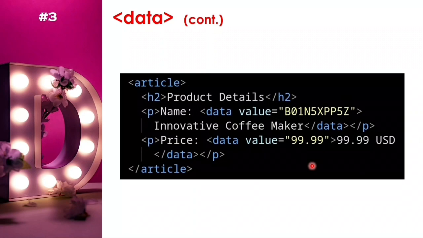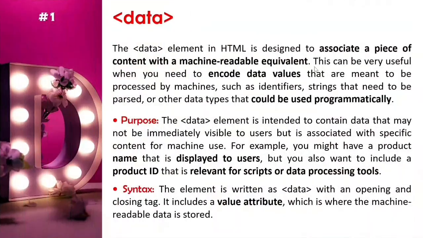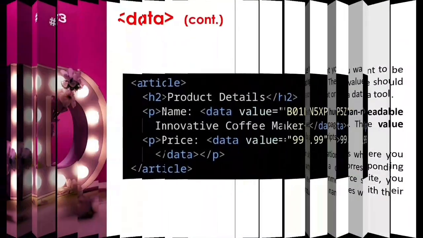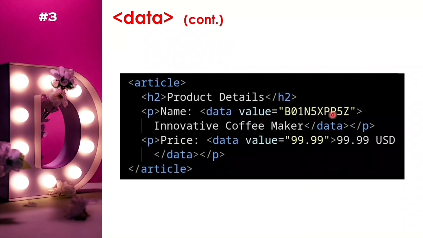When I want to use it programmatically, I can simply use this product's ID and go into the database. If it's just Innovative Coffee Maker, that's not possible. That's where the data element is used, as we said here: to associate a piece of content with machine-readable equivalents so that it can be parsed and used programmatically, like product IDs and prices, that are relevant for scripts or data processing tools. So this is the human-readable text, and this is the machine-readable text.